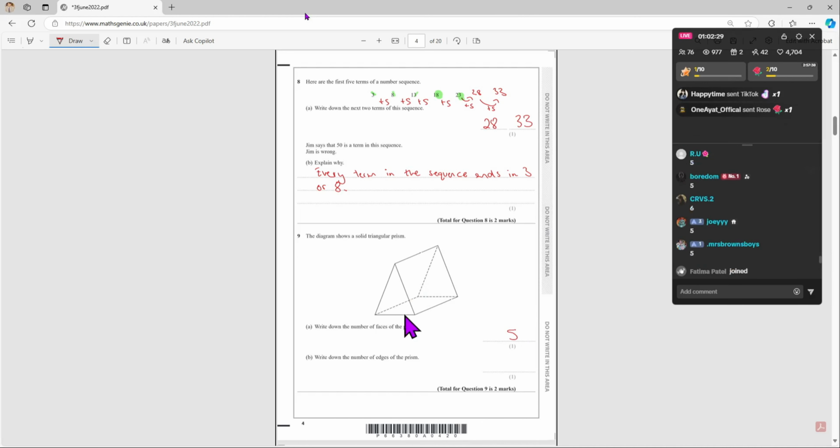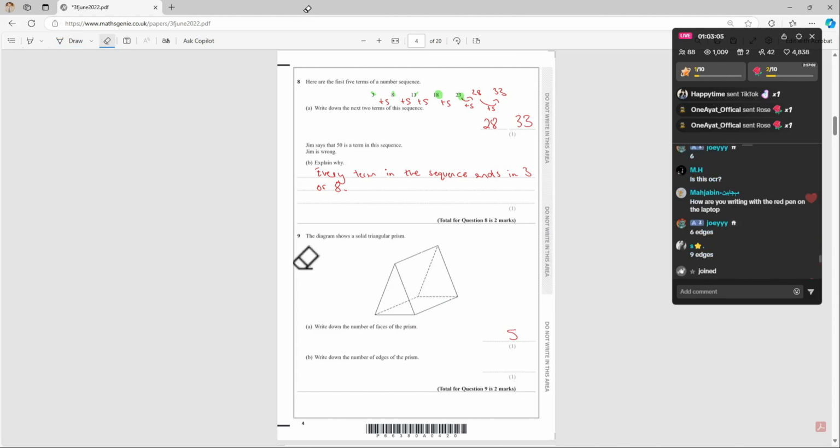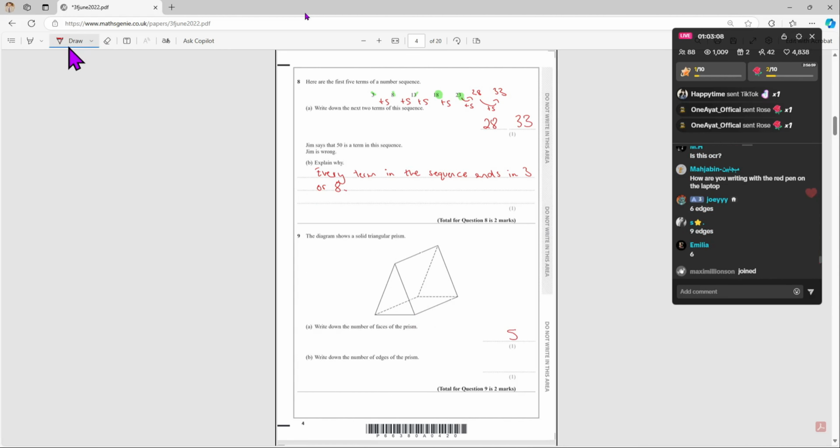That's easy. Number of edges. What is the number of edges now? So there is a difference. Now I can see a lot of people saying 6. There are 5 faces, 1, 2, 3, 4, 5. Okay, there are 5 faces as you can see. Now there are not 6 edges, guys.